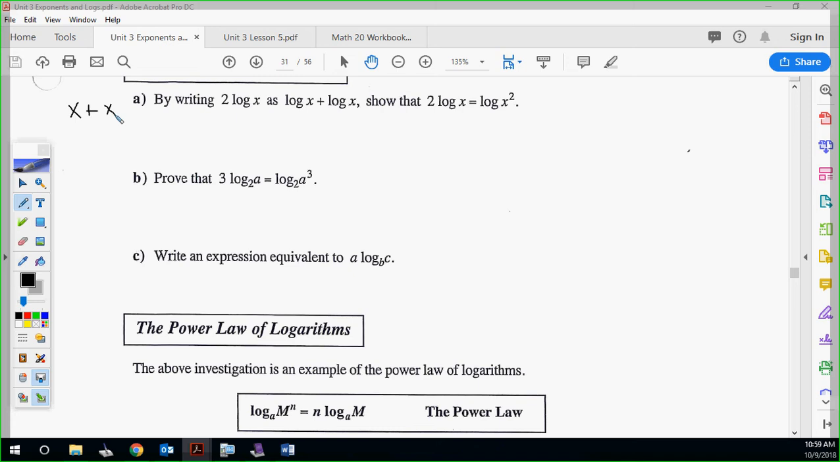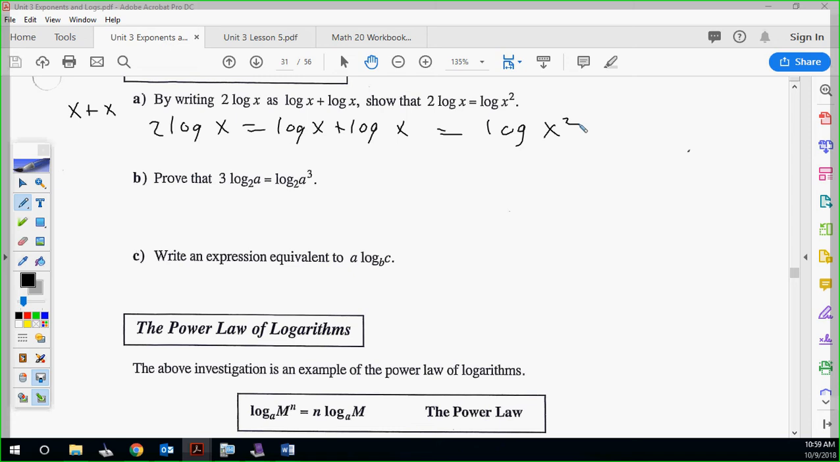Okay? Well, if it's log x squared, how would you write that? So for example, we know that 2 log x equals this right here. But then we also know that this right here, log x plus log x, how can I write that? Right, that's log x squared, because it's x times x, product law.